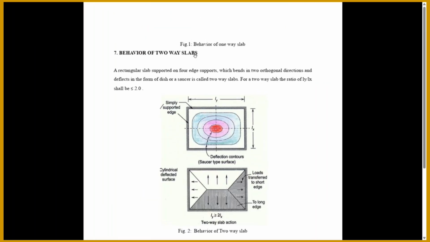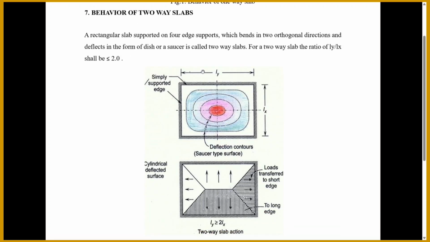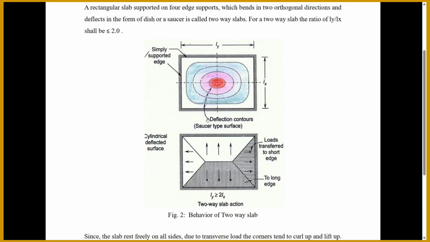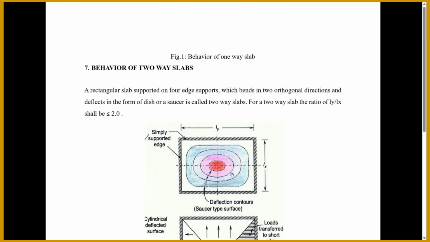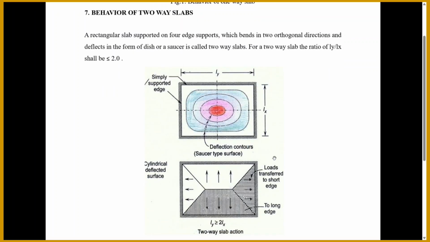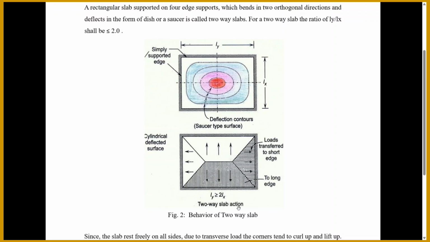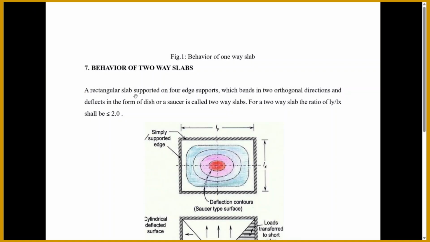Next is the behavior of the two-way slab. As you can see, this is figure 1, this is figure 2. This is the deflection contour diagram, a dish-shaped surface, and this is the two-way spanning action. How does the two-way slab behave in load distribution? As you see, the load distribution of a two-way slab is trapezoidal. This divides the load in all four directions.